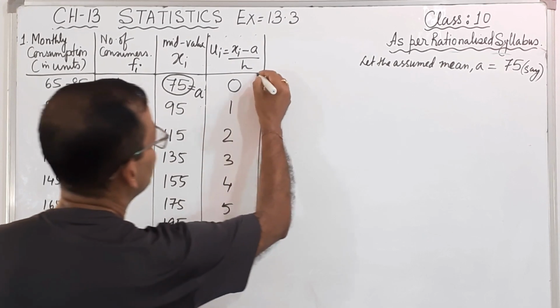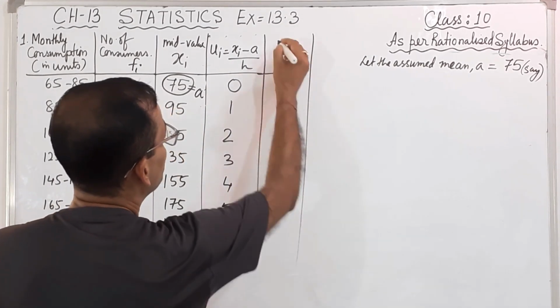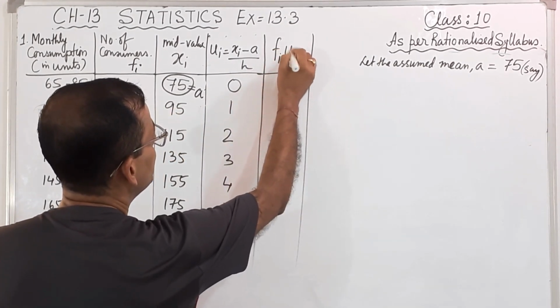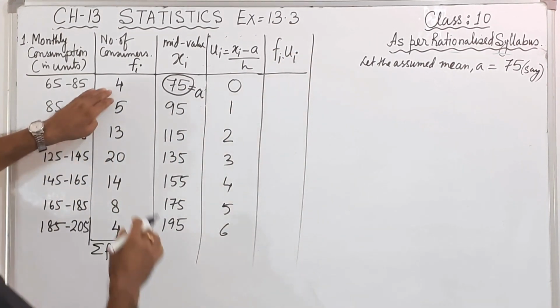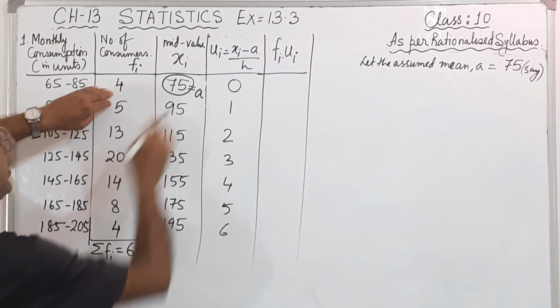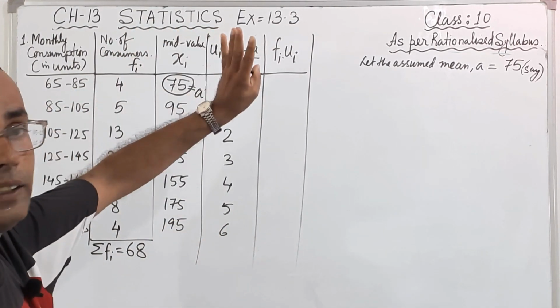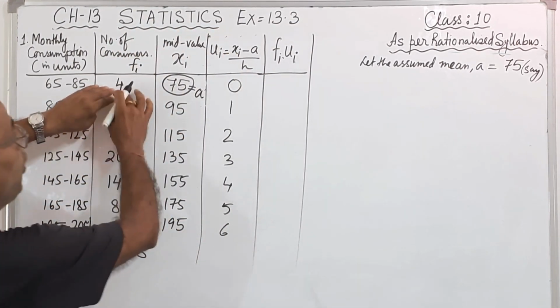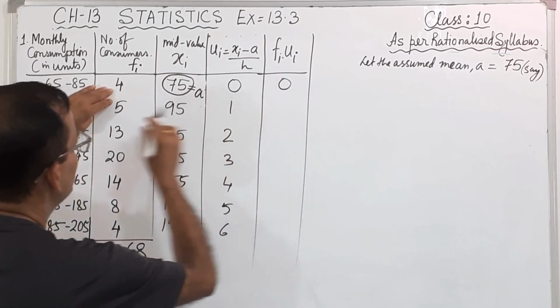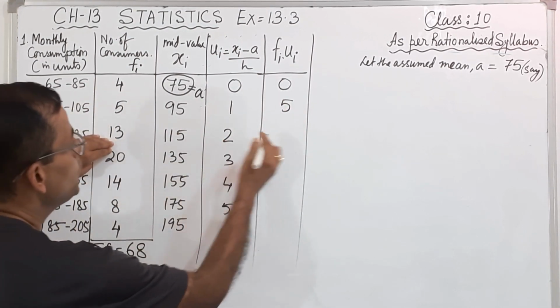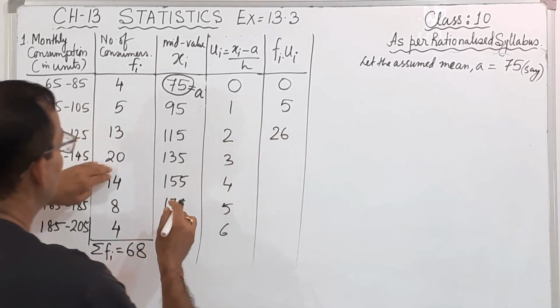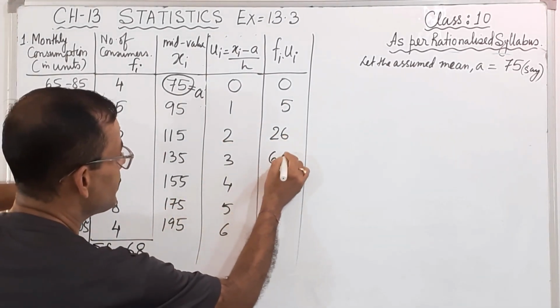Okay. Now after that, the last column is Fi into Ui. That means Fi multiplied with Ui. So Fi is this one, Ui is this one. So you use another hand. Okay, the left hand: 4 into 0, 0. Then 5 into 1, 5. Then 13 into 2, 26. Then 20 into 3, 60.